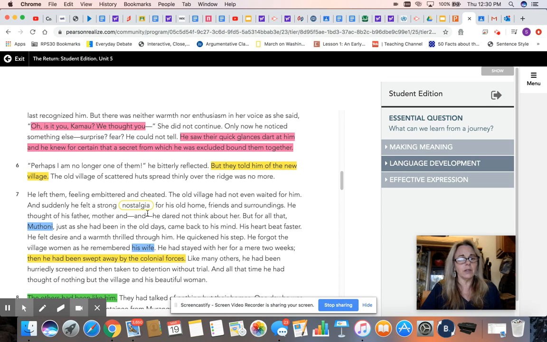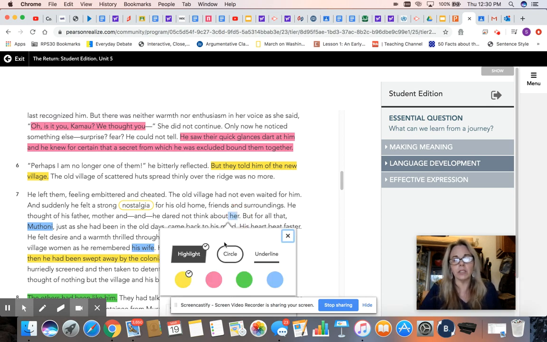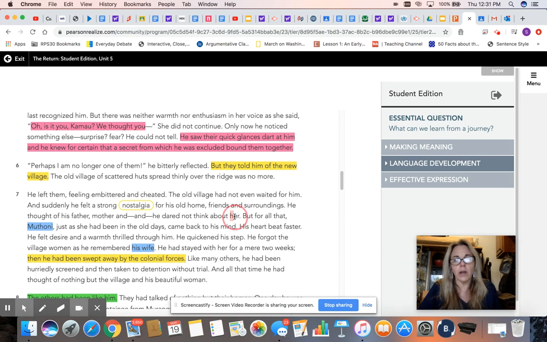And he introduces that here, that he had thought about them the whole time, and he dared not think about her. So here we have the introduction of her. There's always a woman in that.